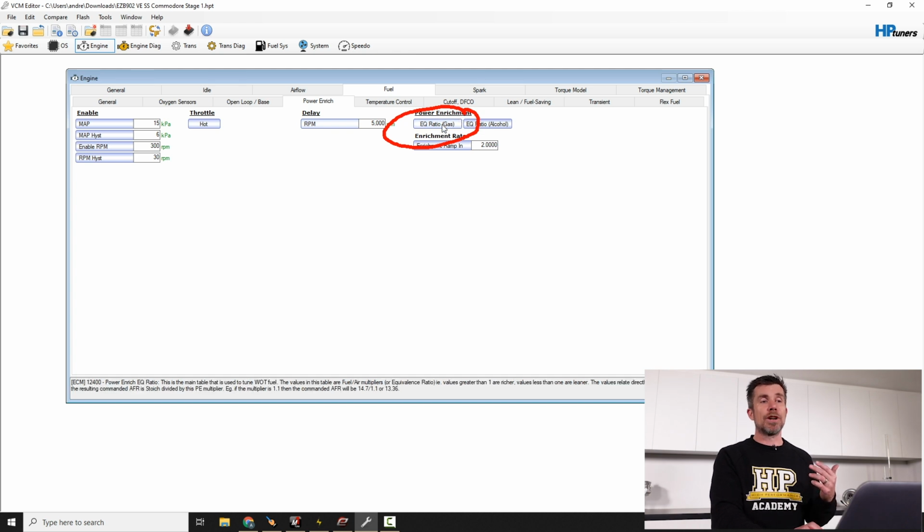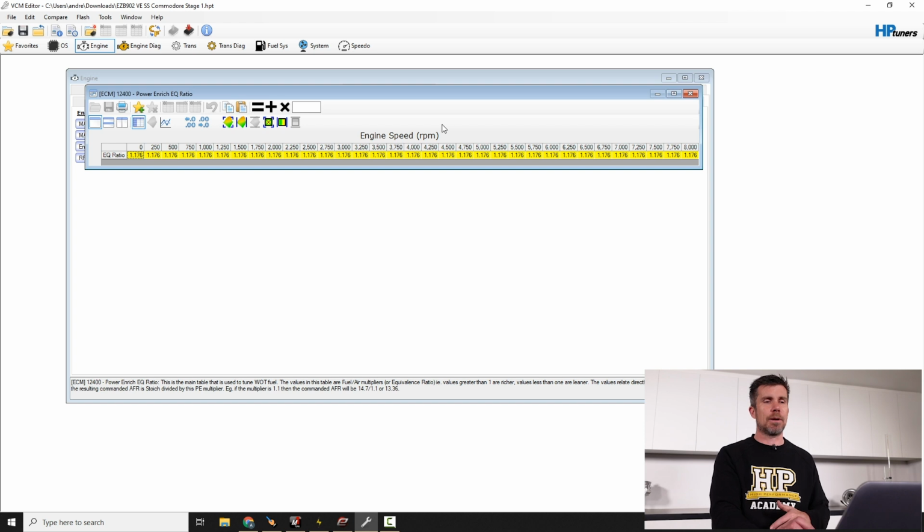This is our power enrichment EQ ratio, or equivalence ratio, gas. So we'll open that table up. So here, instead of that big three-dimensional table of numbers we saw in the aftermarket standalone, here we've got a simple two-dimensional table versus our engine RPM. And this is simply our target equivalence ratio. Now the problem with this is equivalence ratio doesn't make sense to a lot of aftermarket tuners, so we need to convert that into something we understand.